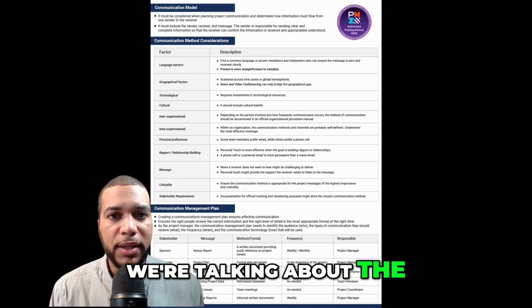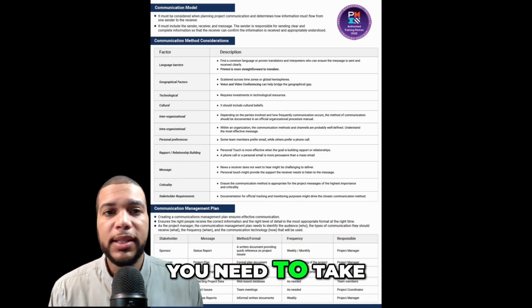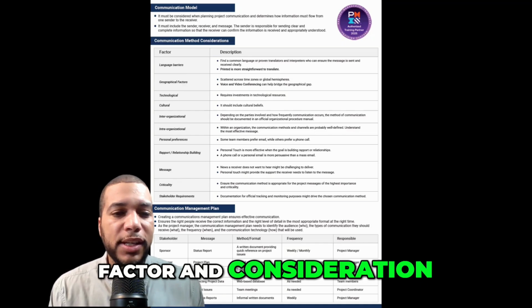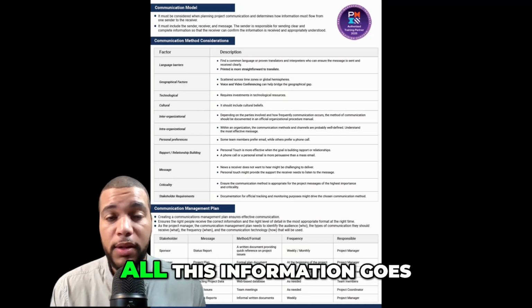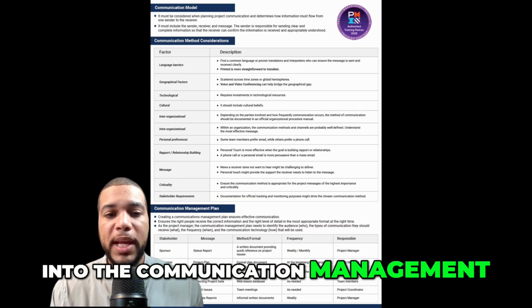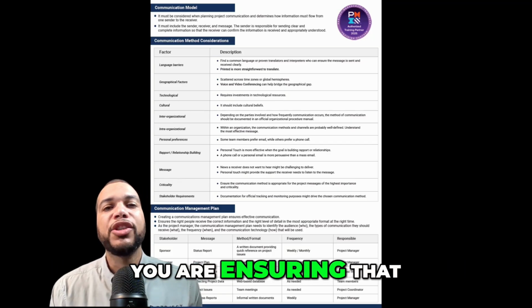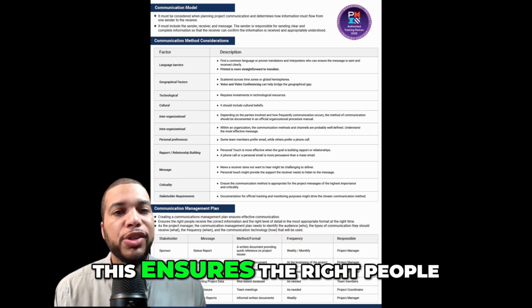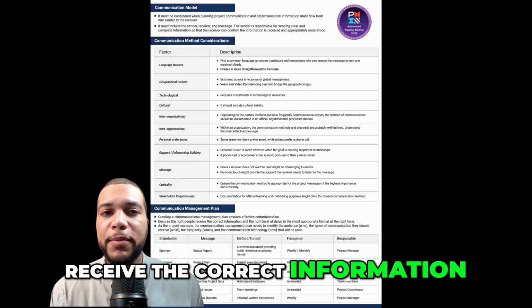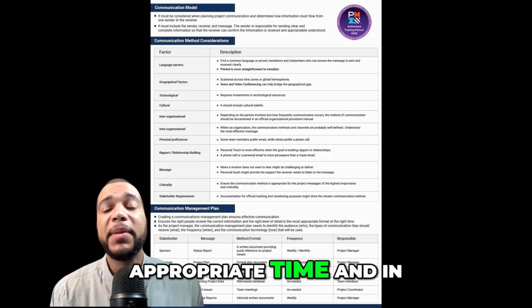So we're talking about the communication methods that you're considering within projects. You need to take all these into consideration. And then we're talking about a communication management plan. All of this information goes into the communication management plan. When creating a communication management plan, you are ensuring that your project is going to have effective communication. This ensures the right people receive the correct information at the right level of detail and at the most appropriate time and in the right format.